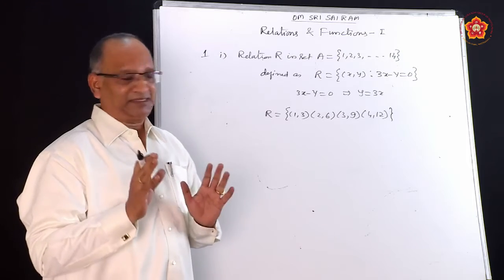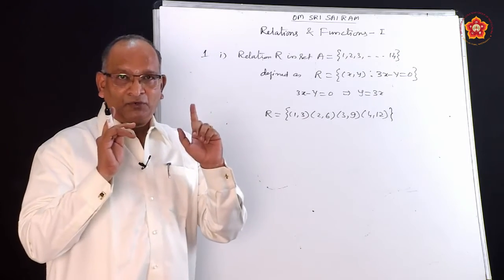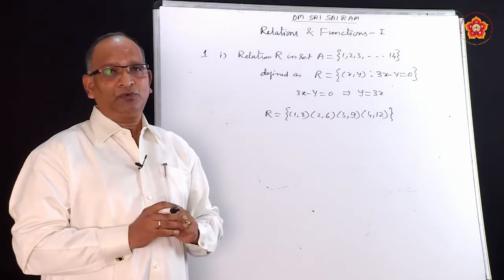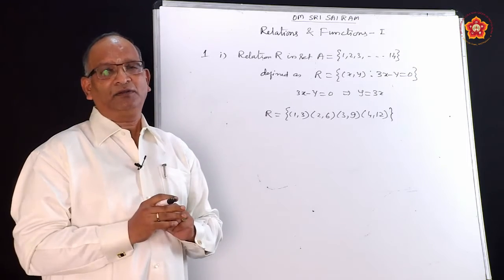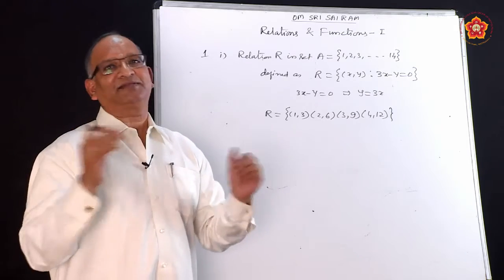Look at the elements, the first elements 1, 2, 3, 4. Do you have 1 1? Do you have 2 2? Do you have 3 3? Do you have 4 4? None. So we say that R is not reflexive.